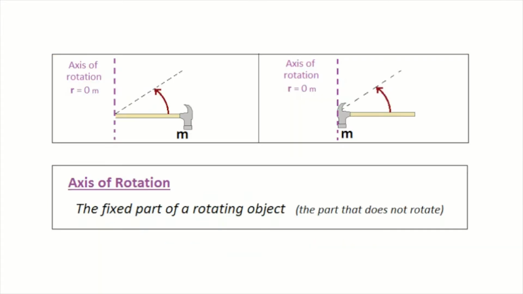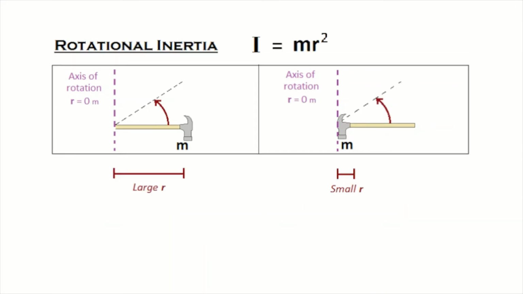The first thing you'll want to do when considering rotational inertia is to define your axis of rotation. This is the fixed part of the rotating object, or the part that does not rotate. So for our hammer rotation example, it would be where your hand is located. That is where you fix the object to your hand, and although the rest of the hammer is rotating, the part that's touching your hand technically does not. Know that the axis of rotation is where r is equal to 0 meters, and we make our measurements from that point.